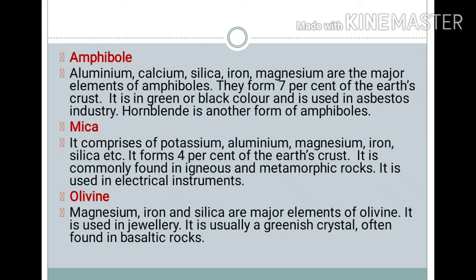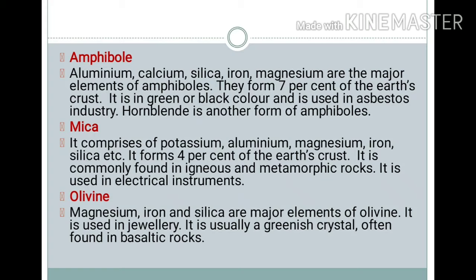Fourth important mineral is amphibole. Amphibole is comprised of aluminium, calcium, silica, iron, magnesium. It constitutes about 7% of the earth crust. Amphibole is green or black in color and it is used in the asbestos industry. Hornblende is another form of amphiboles. So mostly amphiboles are basically used in making buildings, railway tracks, etc.